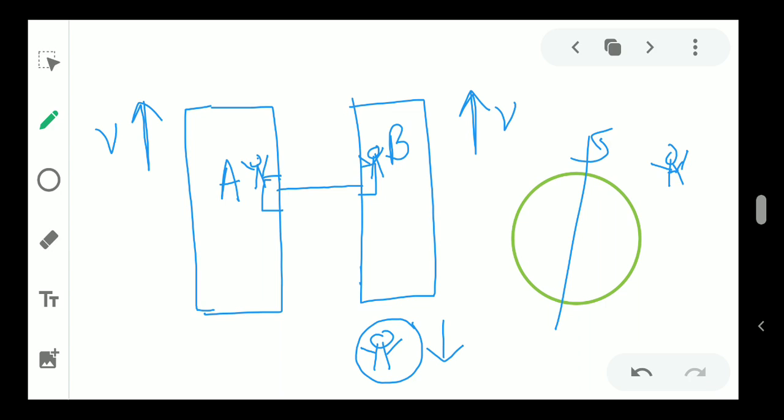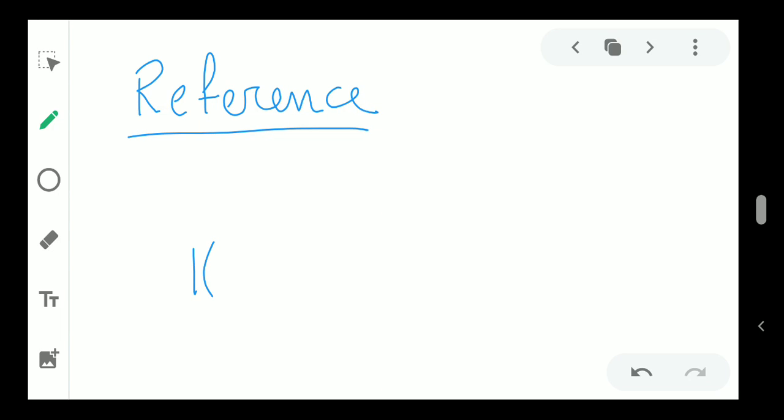Then the question is how to define any motion. To define any kind of motion, the main thing we need is a reference. Now what is a reference? Reference means, let's say there is a tree and you are running.